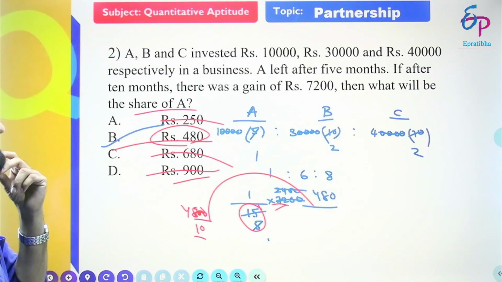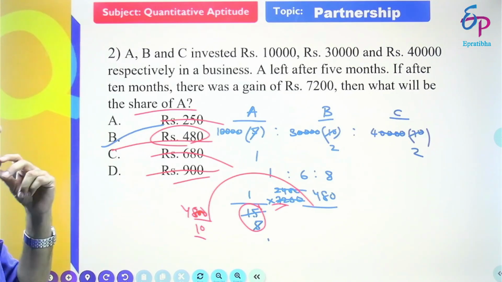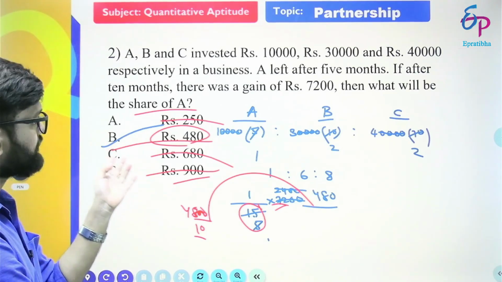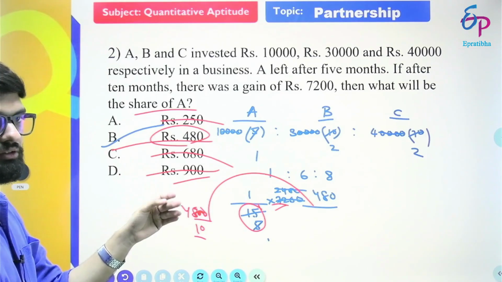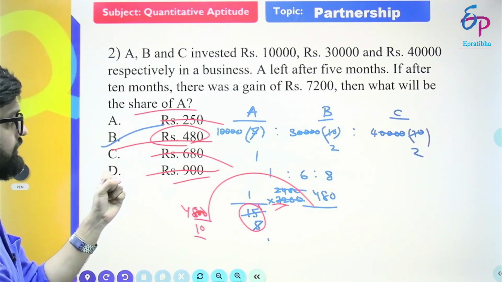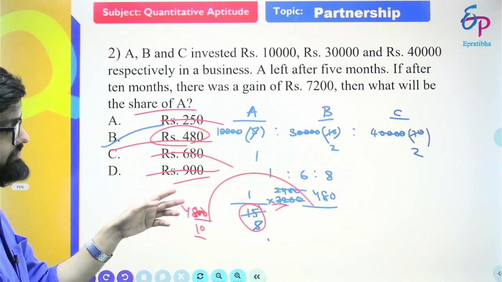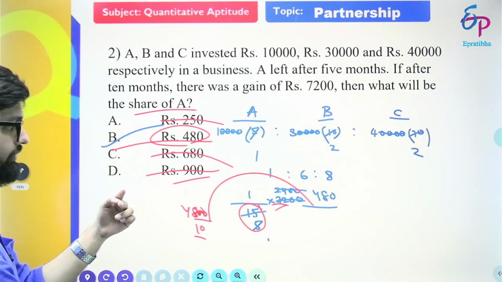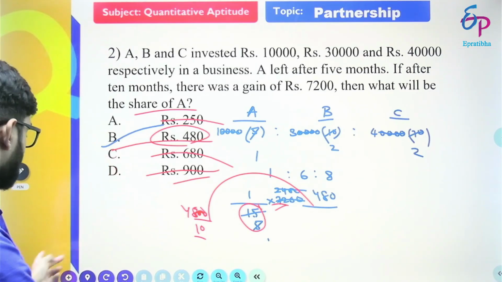A, B, C invested 10,000, 30,000 and 40,000 respectively in business. A left after 5 months. If after 10 months there is a gain of 7,200, then what is the share of A? So 1:6:8, 1 by 15 into 7,200, so 480 is the answer. Next.